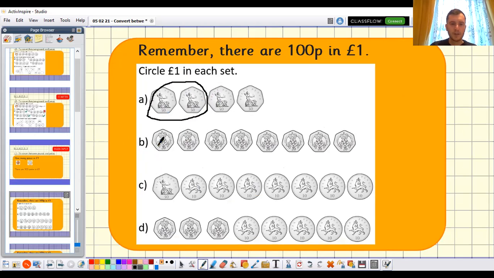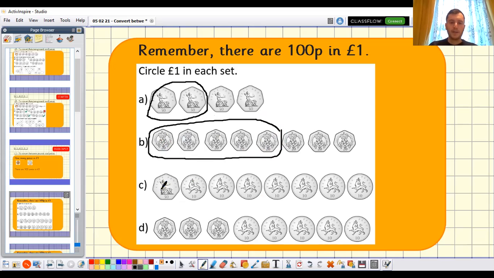So the next one, these are 20 pence coins. So I'm going to count until I get to 100 in 20s. 20, 40, 60, 80, 100. I got up to there, so I'm going to draw a circle around 5 20 pence coins.